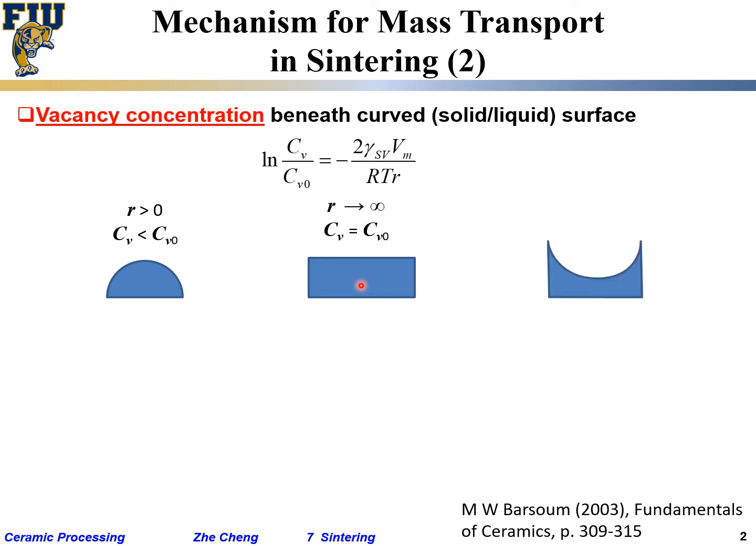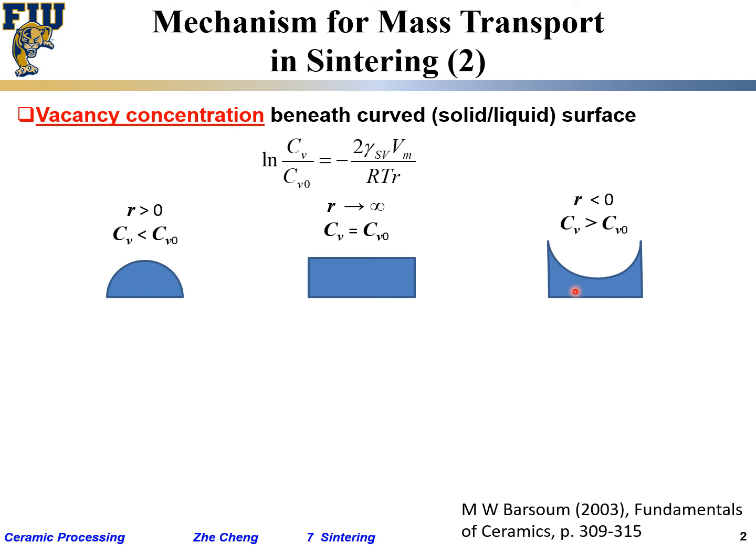On the other hand, if we have a concave case, similarly, the radius of curvature would be negative. With the radius of curvature negative, the sign becomes positive, which means over something like this, the vacancy concentration is actually higher than when it's flat.